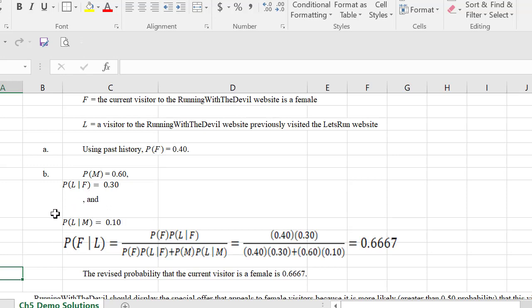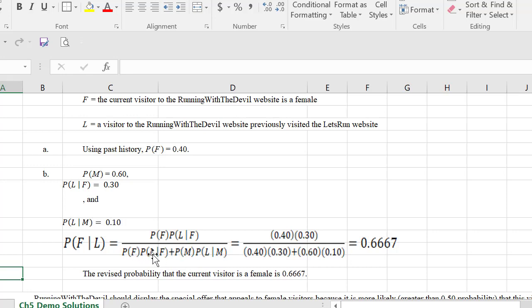So what we want to calculate then is the probability of female, given that it's visited the Running with the Devil website previously, as a visitor to the Running with the Devil website, she previously visited the Let's Run website. So we use that formula that's given to us in the book, the probability of F times the probability of L given F. We have that information divided by the probability of F times the probability of L given F plus the probability of M times the probability of L given M.